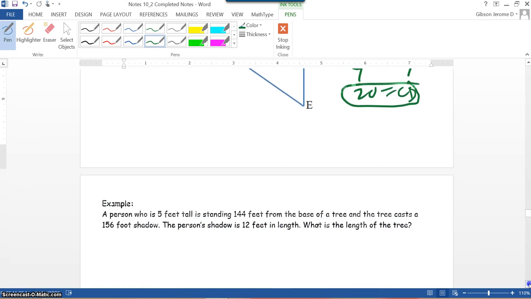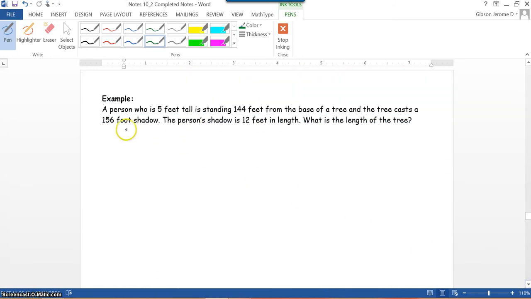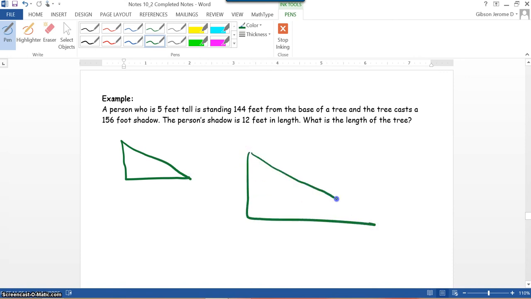Now, we come down here. It says example. A person who is 5 feet tall is standing 144 feet from the base of a tree, and the tree casts a 156-foot shadow. The person's shadow is 12 feet in length. What is the length of the tree? Okay, a person who is 5 feet tall. Let's do this. We're going to add two triangles. Of course, my triangles aren't perfect, but you get the idea.